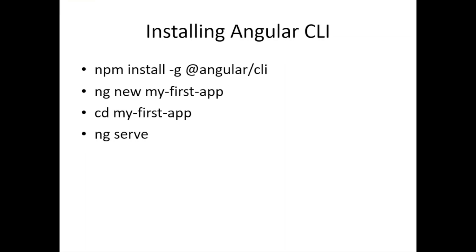Coming to installing Angular CLI. CLI means command line interface. In the first step, we will install Angular CLI with the command npm install -g @angular/cli. This is the basic thing we require for Angular to work in our system.